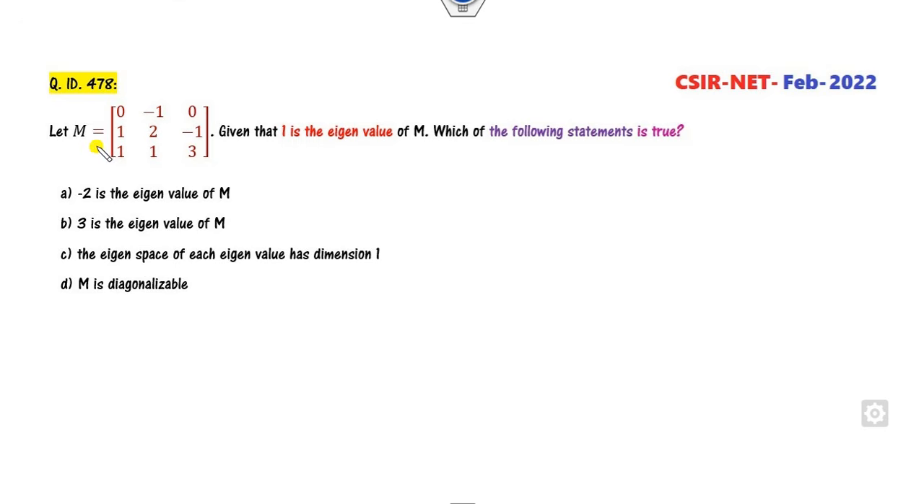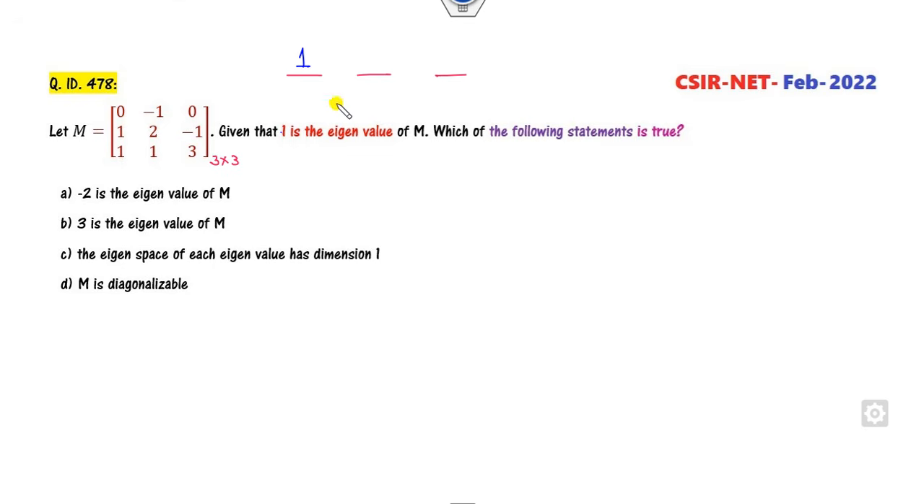Okay, M is my 3 cross 3 matrix. It has 3 eigenvalues. One eigenvalue is given to you as 1. So you need to find the other 2 eigenvalues. What is the shortcut trick? How can you find the eigenvalue?